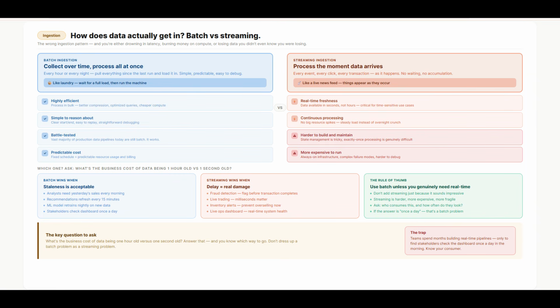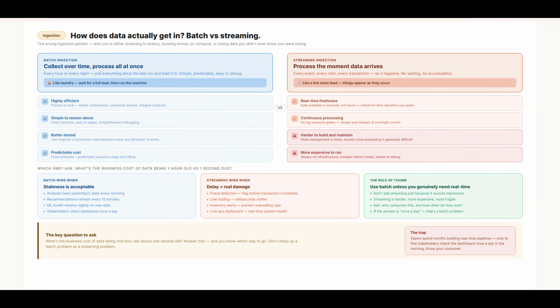Batch is exactly what it sounds like. You collect data over a period of time and process it all at once. Think of it like doing laundry. You don't wash one sock the moment it gets dirty. You wait until you have a full load, then you run the machine. Most traditional data pipelines work this way. Every hour, every night, you pull everything that happened since the last run and load it in. Simple, predictable, easy to reason about, easy to debug when something goes wrong.